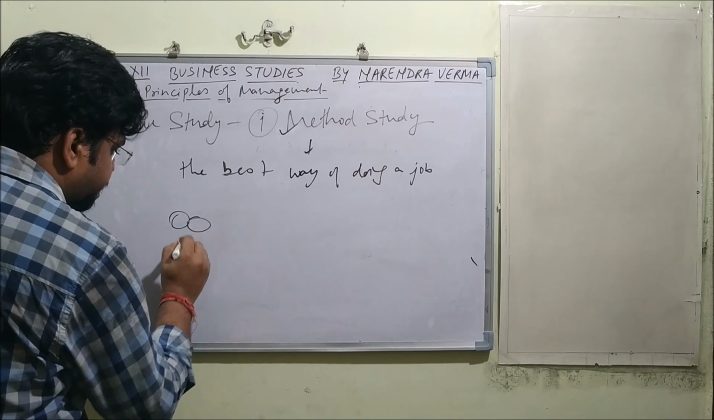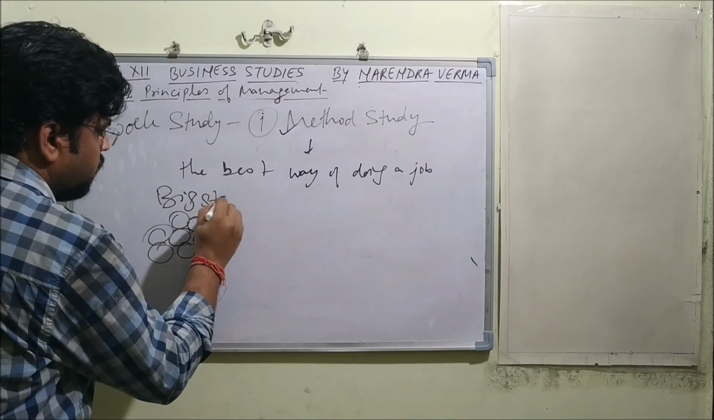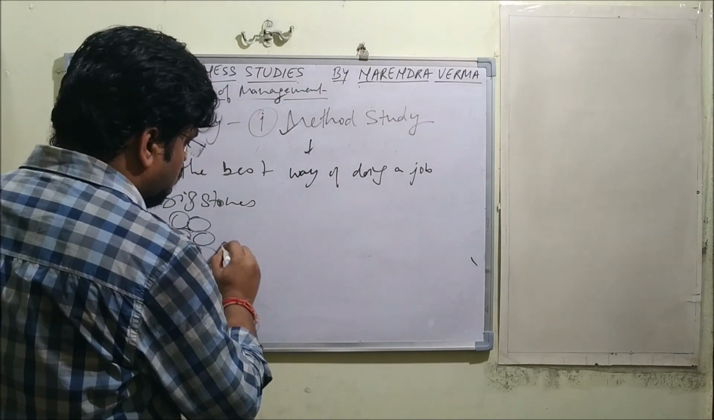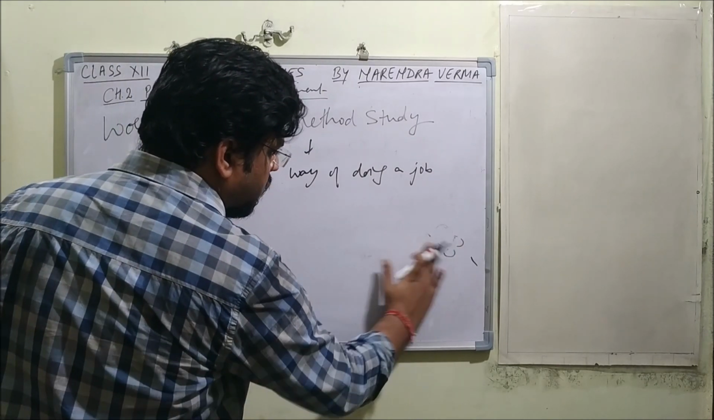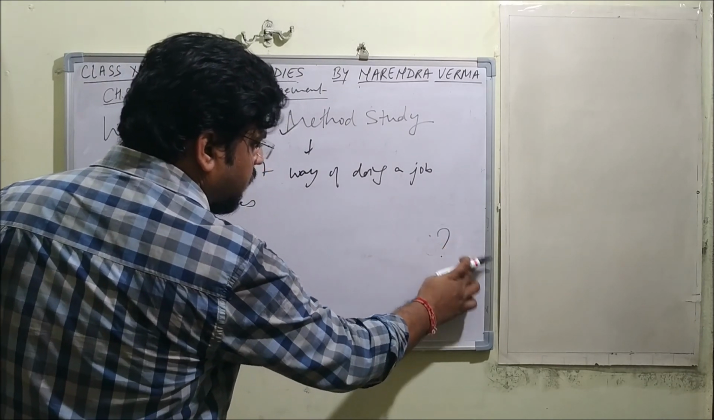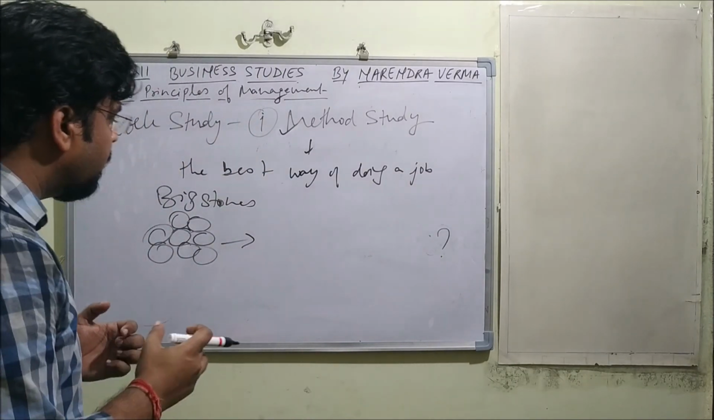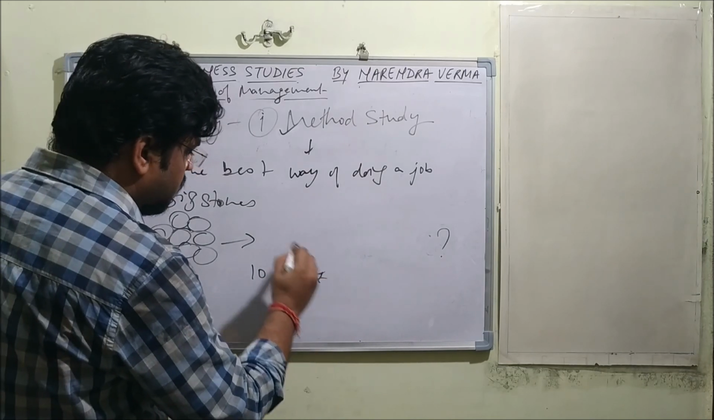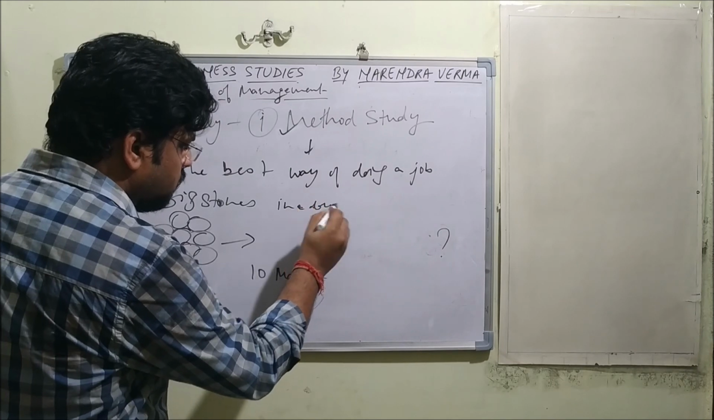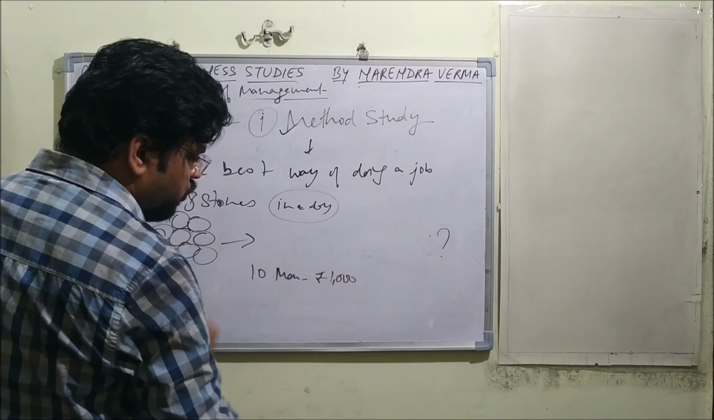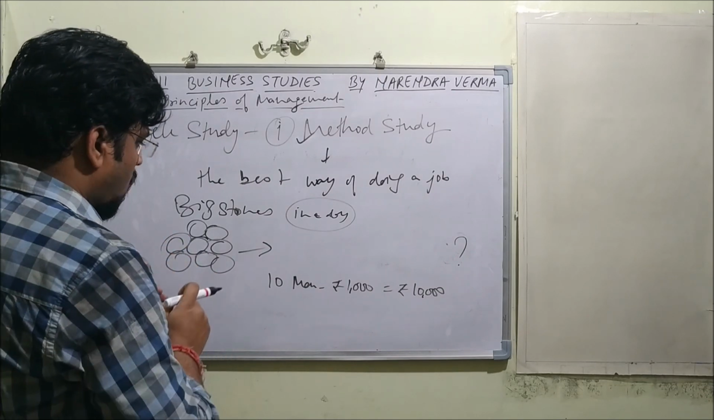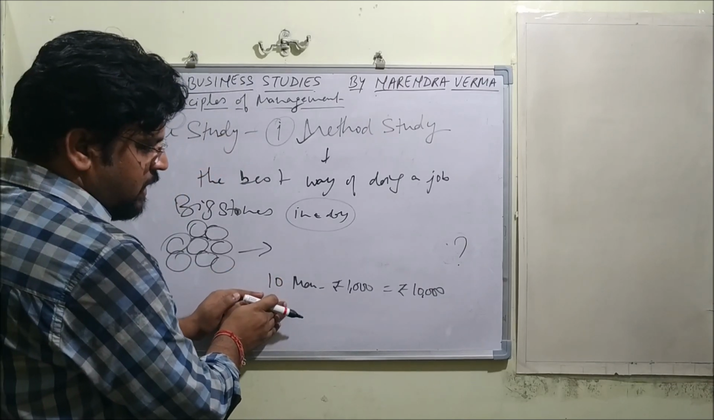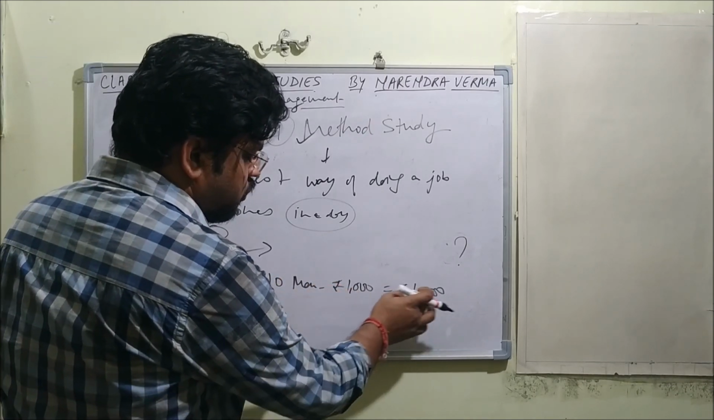Say, for example, there are a lot of big stones kept at one place, and the company needs to shift these big stones from this place to another place. Now, what is the method? The company has estimated it needs 10 men, and the work has to be done in a single day. They will demand at least 1000 rupees per head, so the total comes out to 10,000.